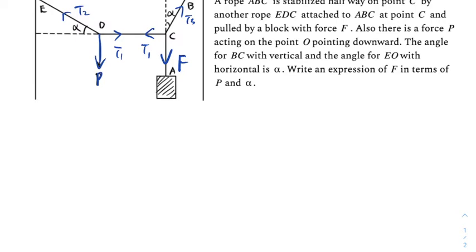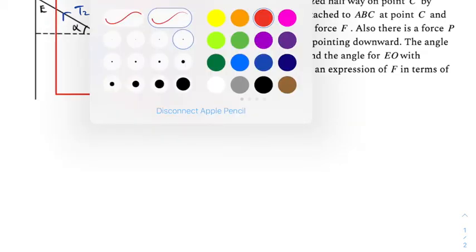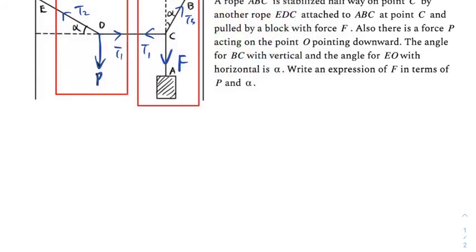Then we need to isolate our systems, because the tensions act in both directions. It will be easier to find the relationship if we isolate the system into the equilibrium of point O and the equilibrium of point C. After we consider only the equilibrium of point O and of point C, we can write our system of equations that we can solve, and then find the expression for the force F.